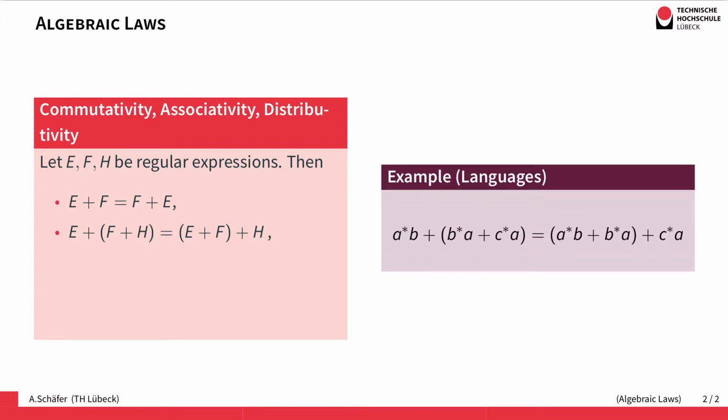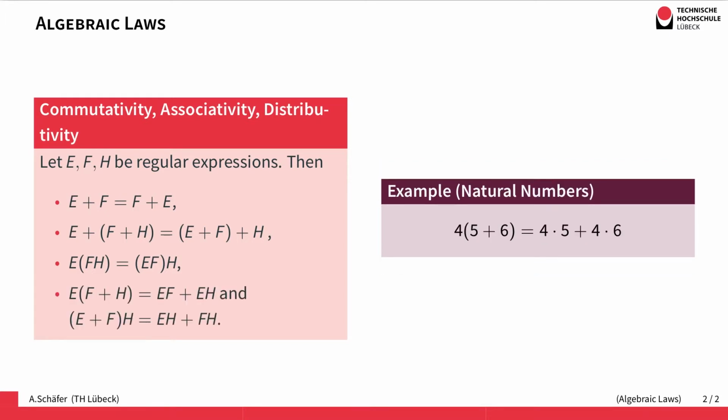If we have the language a star b plus b star a plus c star a, the parentheses don't matter, and we can put them around b star a plus c star a, or around the first terms a star b plus b star a. The same is true for concatenation. Concatenation is also associative. It's of course not commutative.